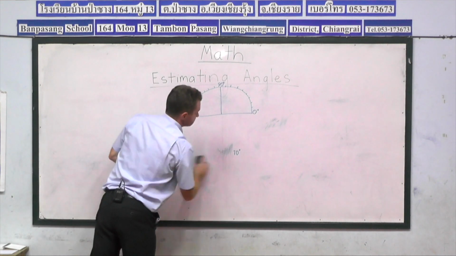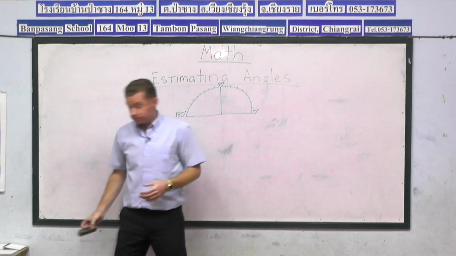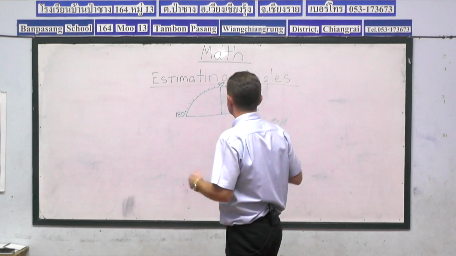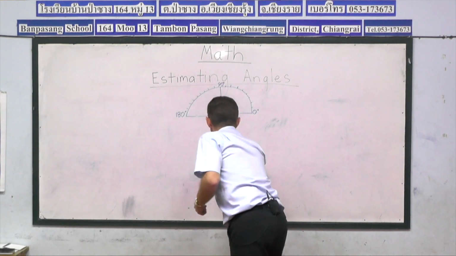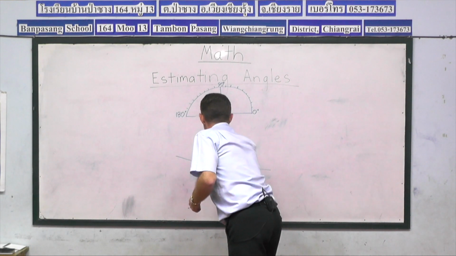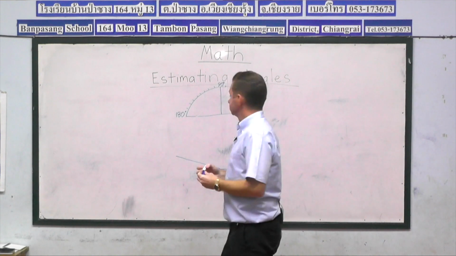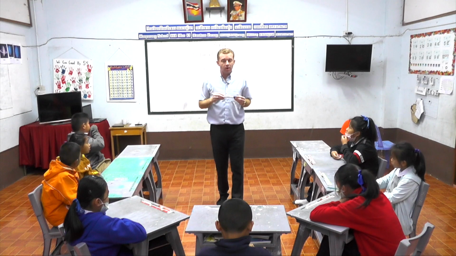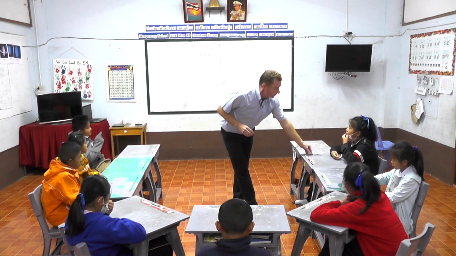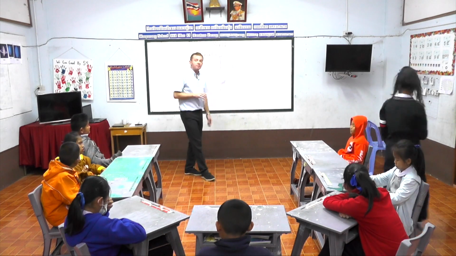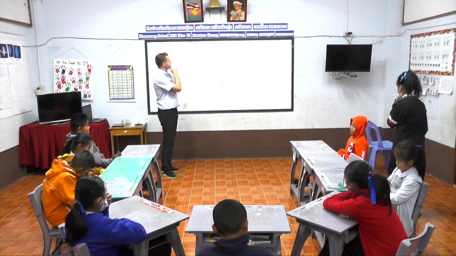Acute angle, 70 degrees. Well done, Bangpon. Now let's have a look at another angle. So now we've got a larger angle. And I would like to ask Lakgao to come forward and demonstrate how to estimate the size of our angle.